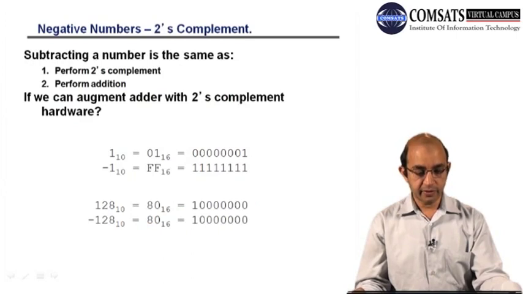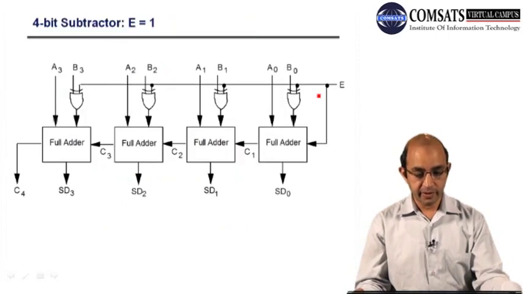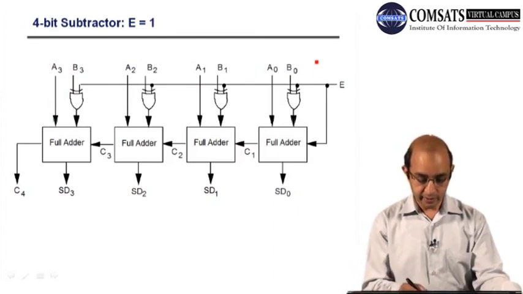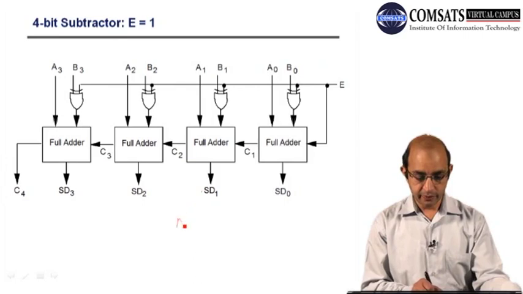And then we can also represent negative numbers by taking 2's complement. So here is the circuitry. If, for example, I have to add two numbers, here I have to add a, that is a positive number, and b, that is a negative number.